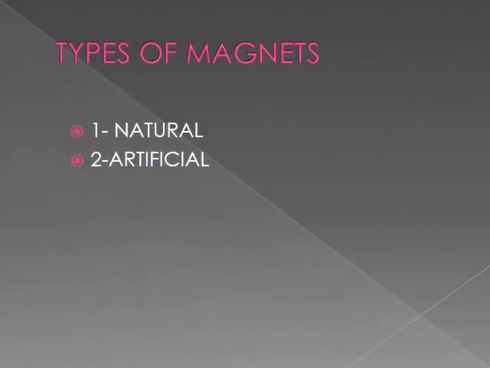My dear students, there are two types of magnets. Number one, natural magnets. Number two, artificial magnets. So, my dear students, think about some natural magnets and also about some artificial magnets.